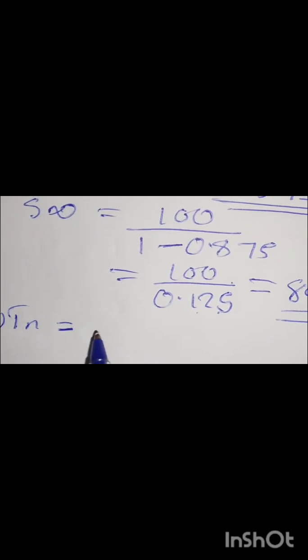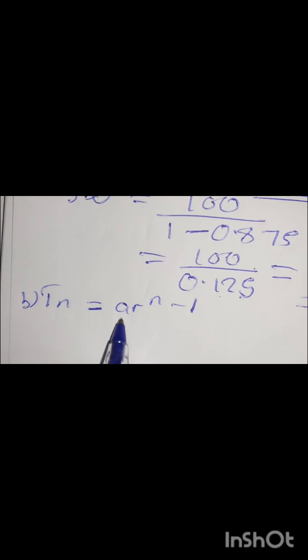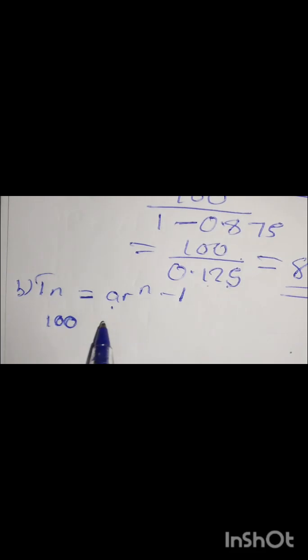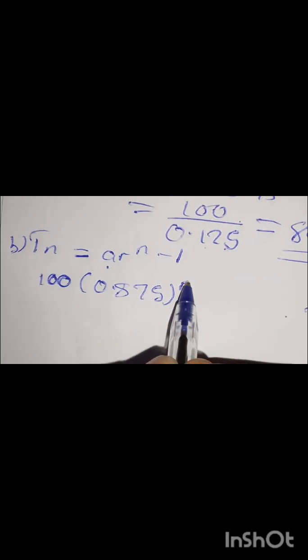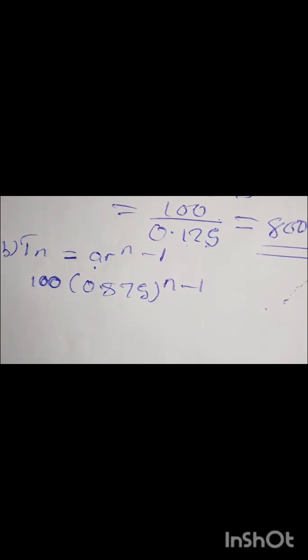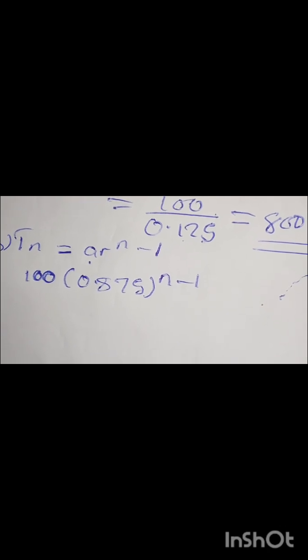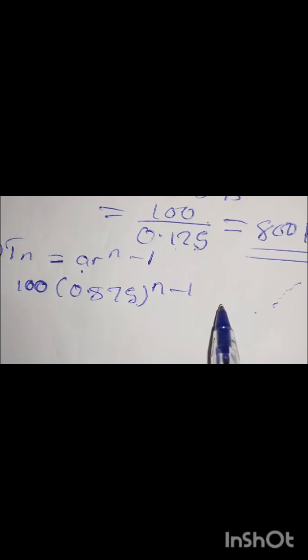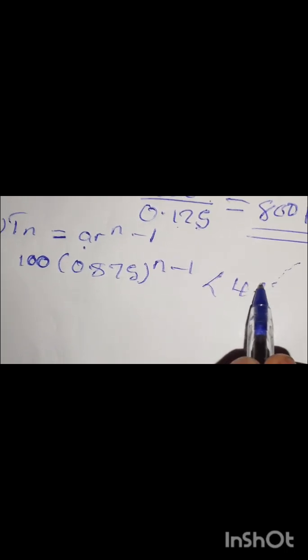So the nth term of a GP is given by T of n equals a r to the power n minus 1. What is our a? Our a is 100. What is our r? r is 0.875 to the power n minus 1. They're saying that when output falls below 40, it means less than 40 here.